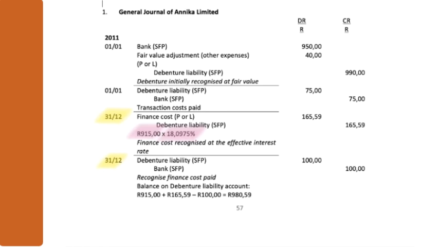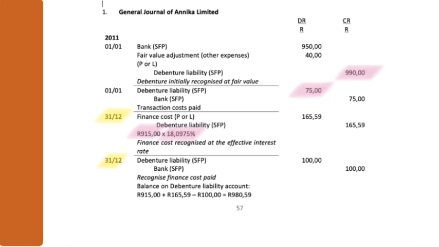How did we calculate that balance? Just to make sure we all know, it is the initial recognition at fair value of 990 reduced by the effect of transaction cost because we paid our broker. The second journal that we have to recognize is the payment. So first bring in the interest, then take out the payment.